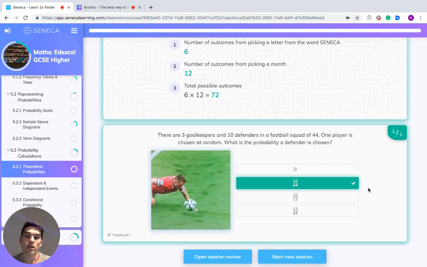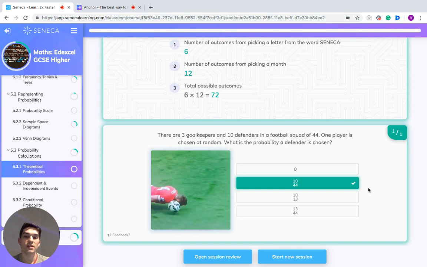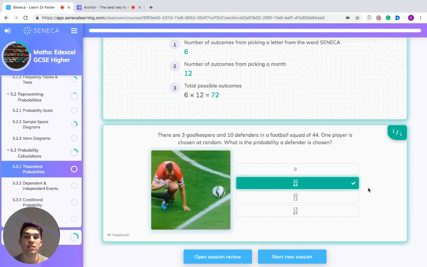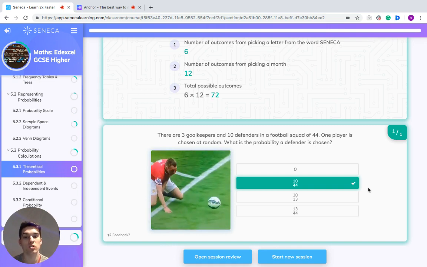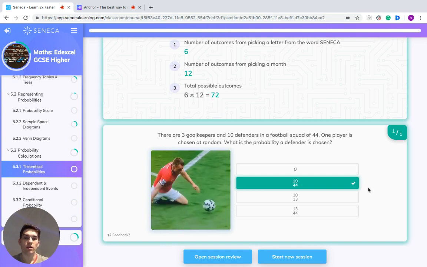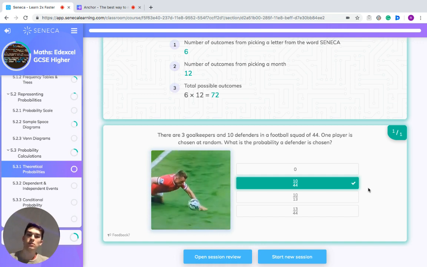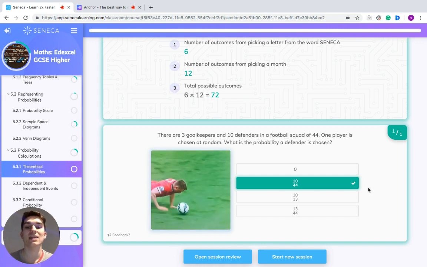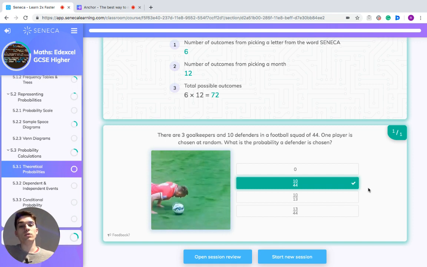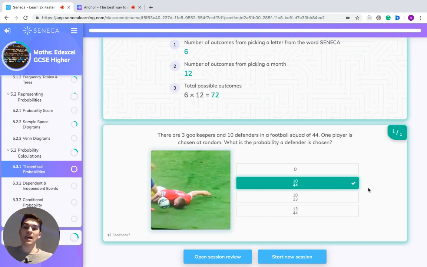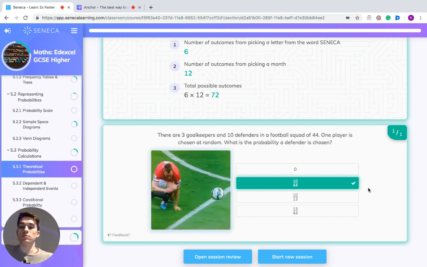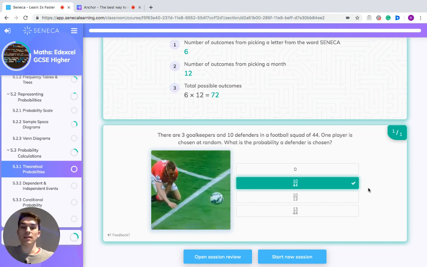And the last question we're going to look at, to go back to the football example we looked at earlier with Peter Crouch. Say this time we've got 3 goalkeepers and 10 defenders in the football squad of 44, and we choose a player at random, and we want to know the probability of choosing a defender. Well, if there are 10 defenders and there are 44 people in the squad, then 10 over 44 is the probability we'd choose a defender.